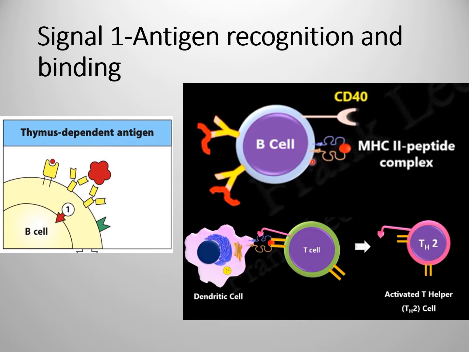The same antigen is also recognized by our T cells with the help of our dendritic cells. The dendritic cell processes the antigen into peptide and displays it on its MHC molecule. These then bind to the T cells and result in T cell activation. So now these T cells become activated, and it is called T helper cell 2 because it has a CD40 ligand on its surface.